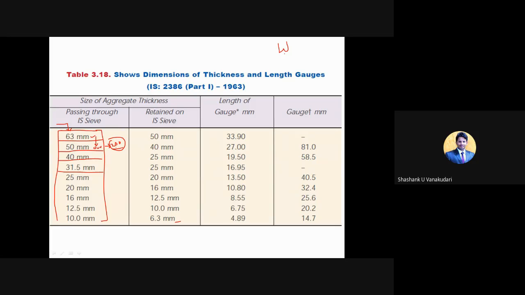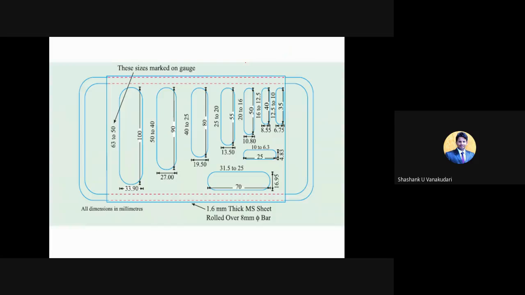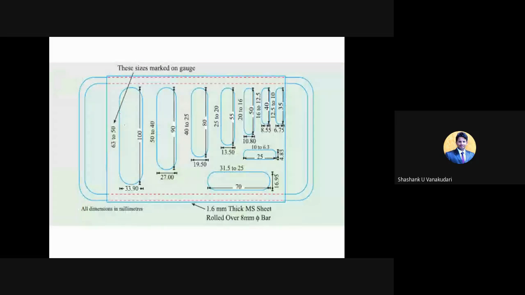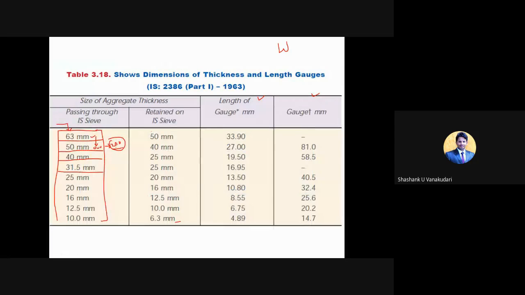Now, these are the aggregates used for testing purposes. So these 200 particles, what we need to do is check them with the thickness gauge. Leave aside this column as well as this column; I will explain what they are. This instrument we call the thickness gauge. You can see the numbers here: 63 passing, 50 retained, 50 passing, 40 retained, 40 passing, 25, like that, all the sieve sizes given in this table.